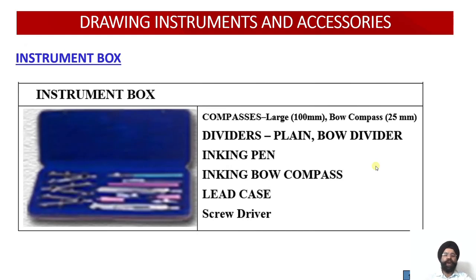Now this is the instrument box, which will contain the compasses, the inking pens, the dividers and the lead. You can see there are two types of compasses listed in this instrument box. One is the large compass, used to draw circles up to 100 mm radius. Similarly, there is a smaller compass used to draw circles up to 25 mm radius. And if larger radii are required, then we use the lengthening bar.